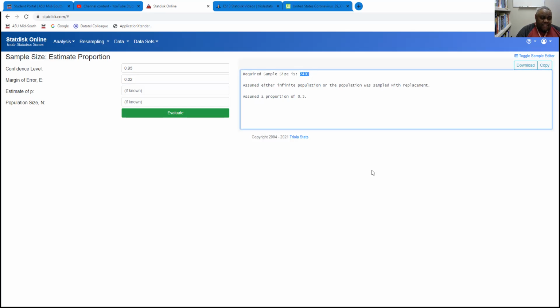So for this particular case, 2,401 golfers must be surveyed if we want 95% confidence that the sample proportion has a margin of error of 2 percentage points. So that's a simple, straightforward answer that you'll type in the box in MyMathLab.